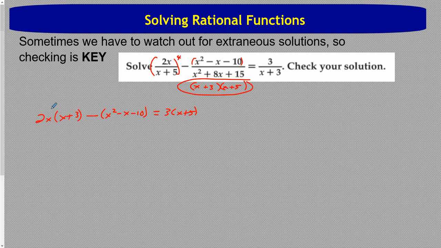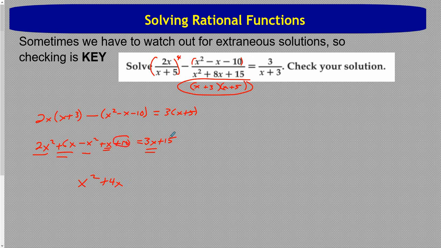Because the degree goes up. So right here, 2x times x is 2x squared plus 6x minus x squared minus negative x, so plus x, and minus negative 10, so plus 10, is equal to 3x plus 15. We have a quadratic, so I want everything on the left side. 2x squared minus x squared is x squared. 6x plus x is 7x minus 3x is 4x.